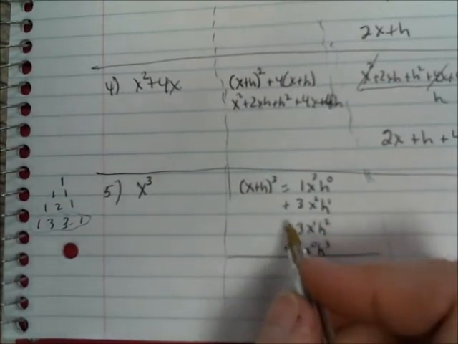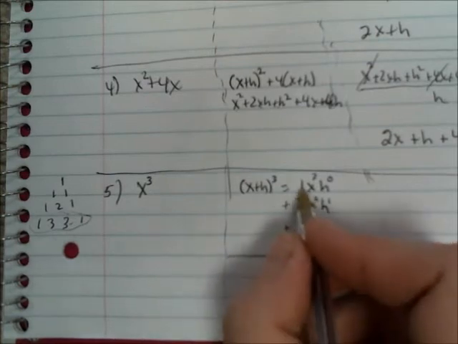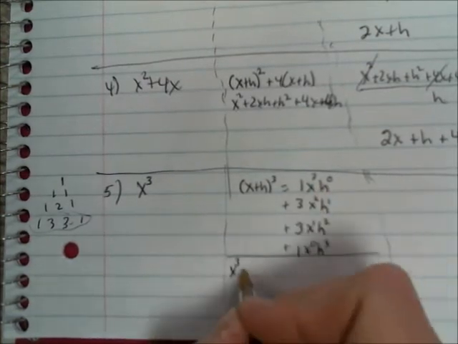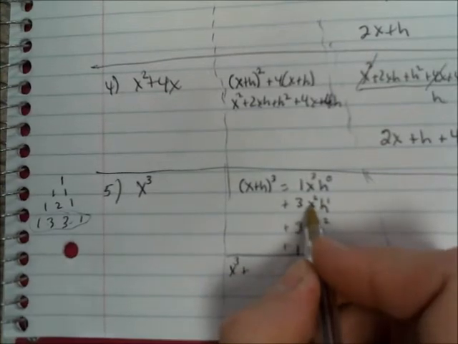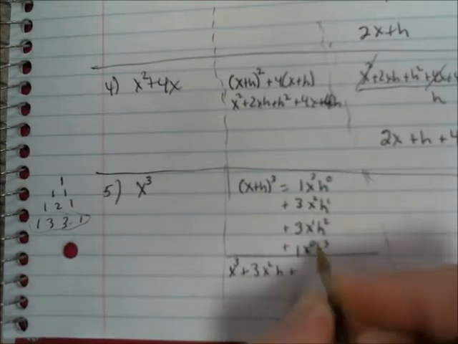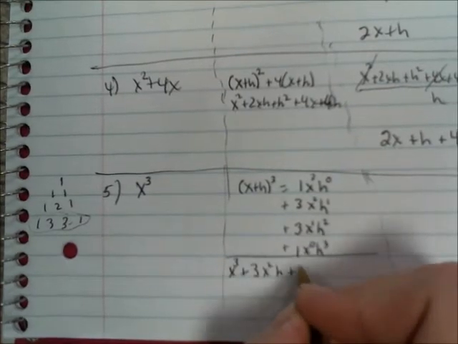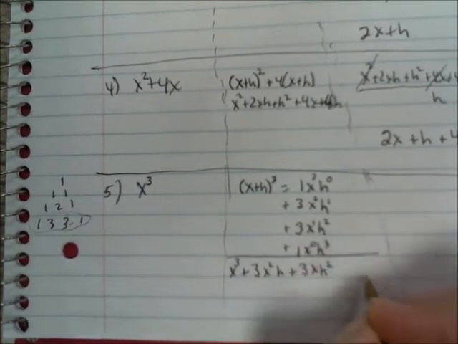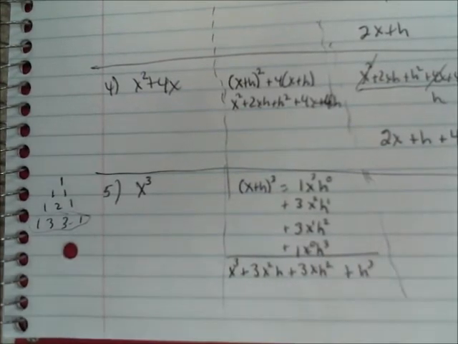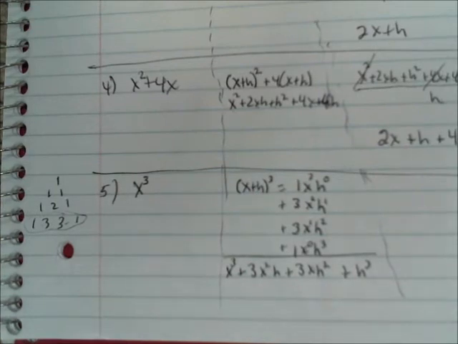So f of x plus h turns out to be 1 times x cubed times 1, plus 3 times x squared times h, plus 3 times x times h squared, plus 1 times h cubed. So there's f of x plus h. It's got 4 terms in it. If this were to the 4th power, it would have 5 terms in it.